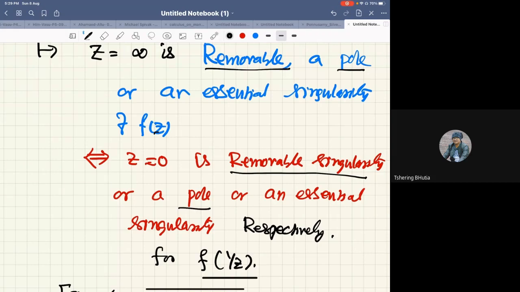Sir, I want to ask one thing. I did not get that point. Your definition voice is not clear. What I want to say is that using the information at z equals 0 for f of 1 by z, suppose z equals 0 is a removable singularity for f of 1 by z. Then z equals infinity is a removable singularity for f of z. That's what I want to say.